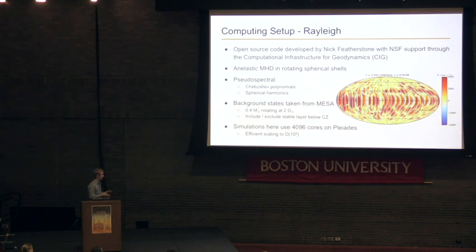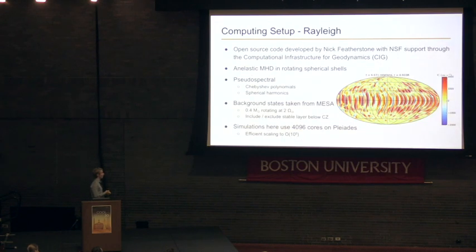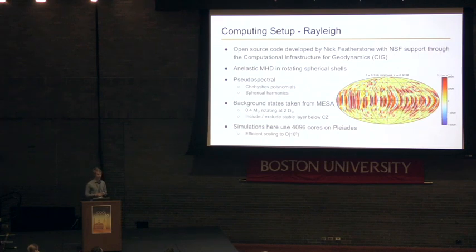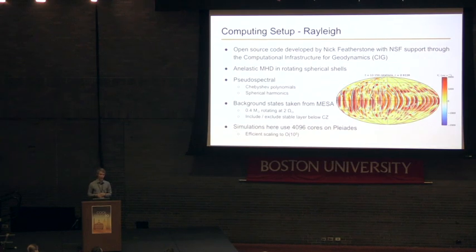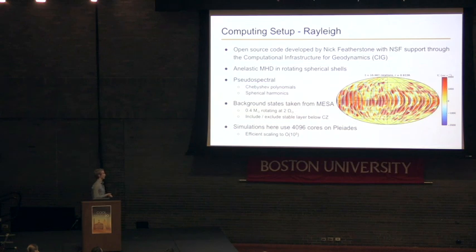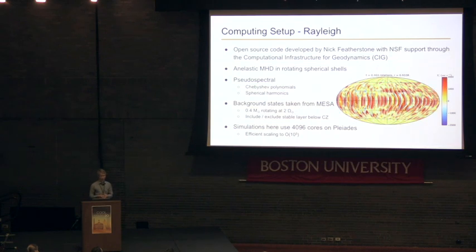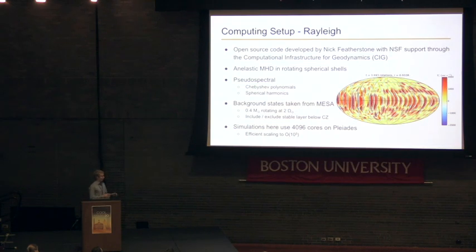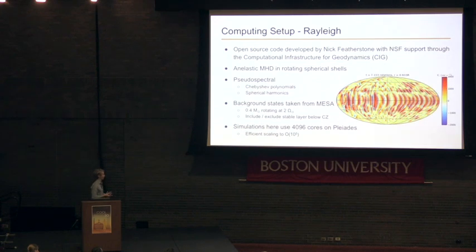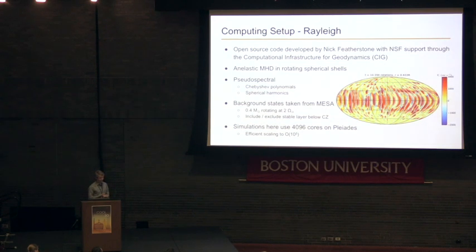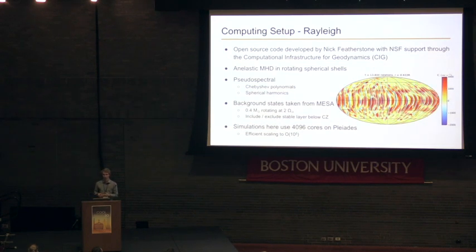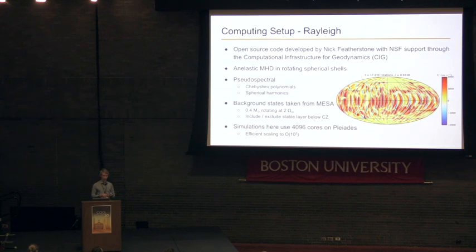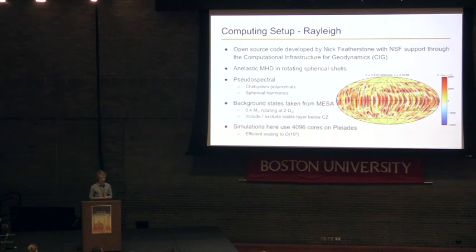So to say a few words about how I set my simulations up, I used a code called Rayleigh, which was being developed at CU by Nick Featherstone. It's an anelastic MHD code, fully 3D, global. It's pseudospectral, which I'll spare you the explanation of. And the background states that I'm using for these simulations come from MESA. They're 0.4 solar masses rotating at twice the solar rate.